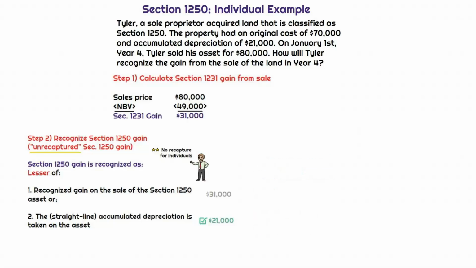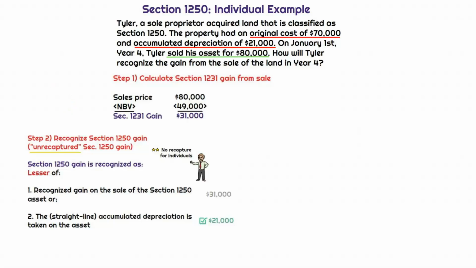Okay, so this is going to get recognized as the lesser of any gain recognized on the sale of the Section 1250 asset or the accumulated depreciation that is taken on the asset. Okay, so here we know that accumulated depreciation was $21,000, which brings our book value down to $49,000, right? The original cost was $70,000 less the accumulated depreciation of $21,000. The sales price was $80,000, giving us a potential gain of $31,000. But again, the question becomes how much of this is going to get recognized as that Section 1231 gain, the long-term capital gain, which is good for the taxpayer.